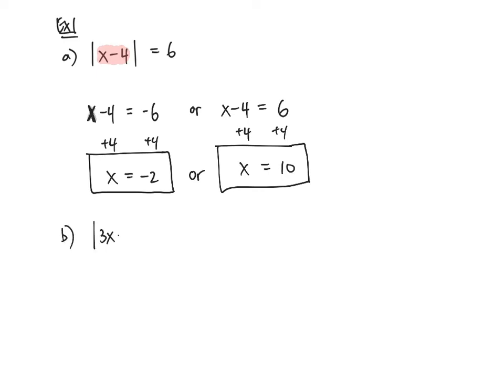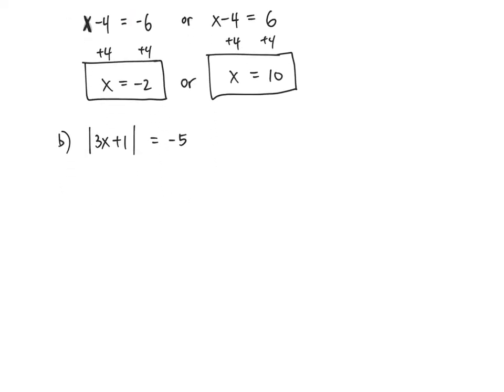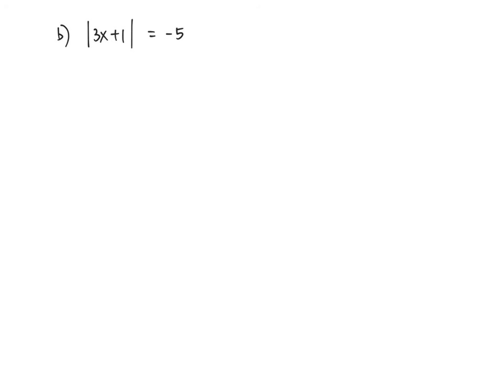The absolute value of 3x plus 1 is equal to -5. Now this one is asking, for what values of x would 3x plus 1 be -5 units away from 0? That question doesn't even make sense, because it's not possible to be a negative distance away from 0. Distance is always positive, so absolute values cannot equal -5. Since this is not possible, this one has no solution. You don't even have to do any work here, once you understand what absolute value is and know that it cannot equal -5.